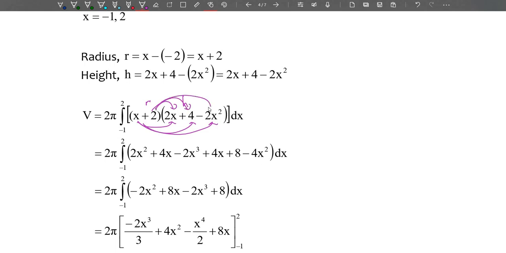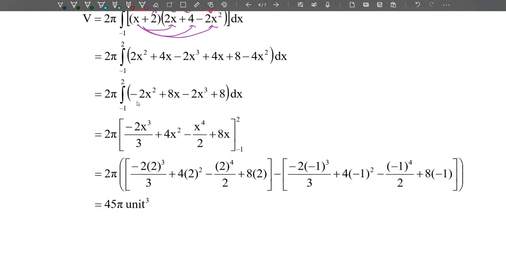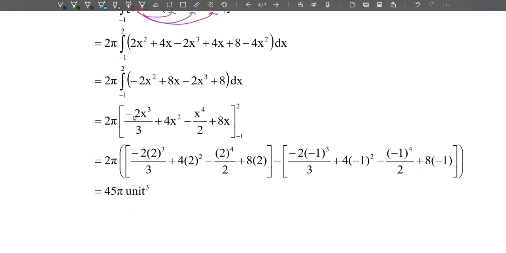Be careful when you expand the factors, the brackets. Simplifying, we will have this function. Remember to simplify because it will make it easier for you to solve. Next, integrate. Negative 2x squared will be negative 2x cubed over 3.